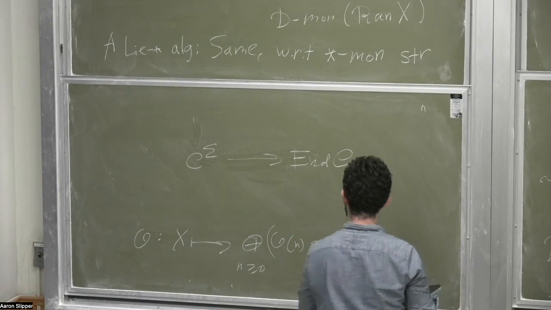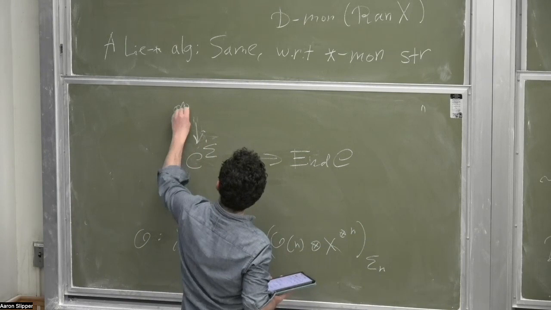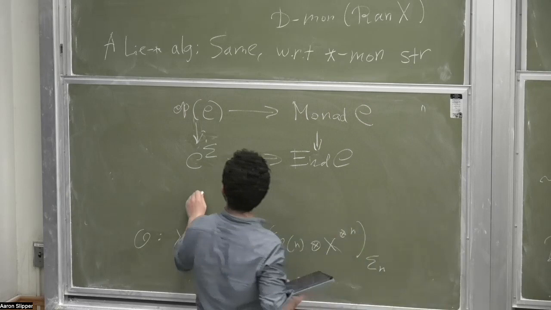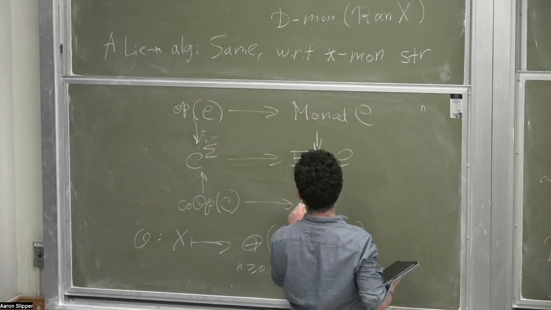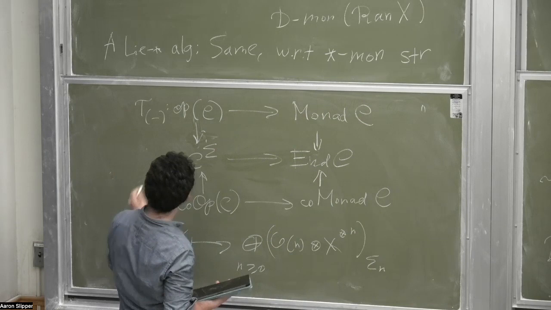And the definition of the monoidal structure on symmetric sequences is basically so that if we take now operads, algebras here, you see that they will go to monads on C, which is algebras in endomorphisms, and co-operads will go to comonads. So this one will be denoted T of O, and this one will be S.